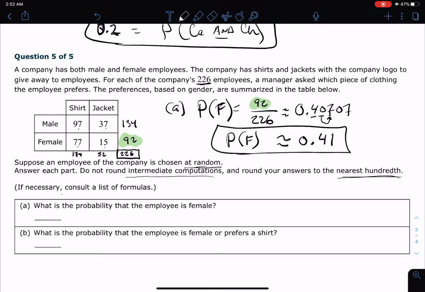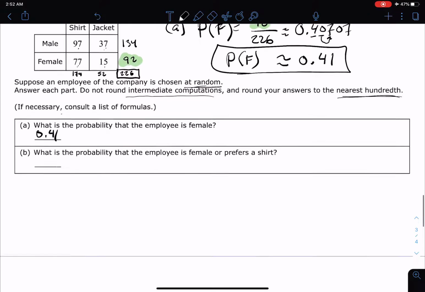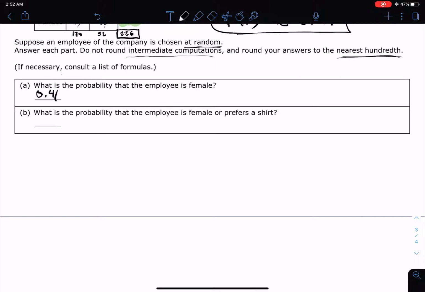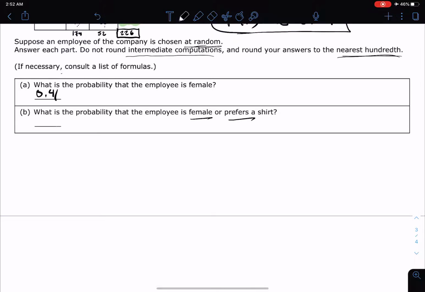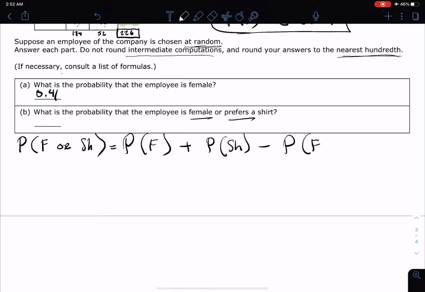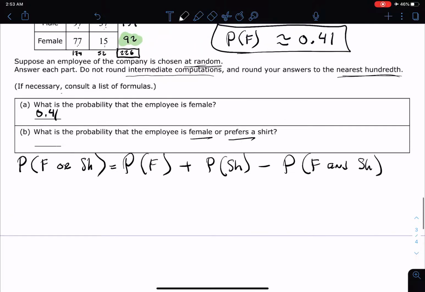Let's do part B. Here it is right here. Part B: what's the probability that the employee is female or prefers a shirt? We know from the formula, this is the general addition rule. It's going to be the probability that it's a female plus the probability that the person prefers a shirt minus the probability of a female and prefers a shirt. Once again, the stuff that you're double counting needs to be subtracted out.